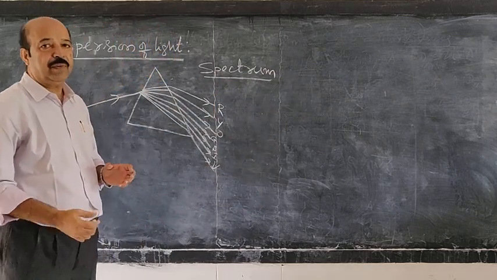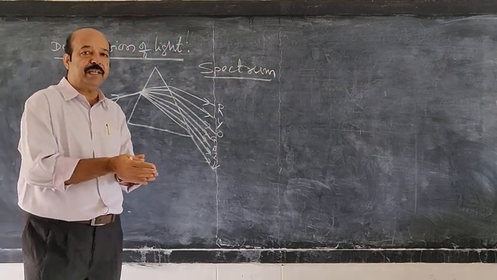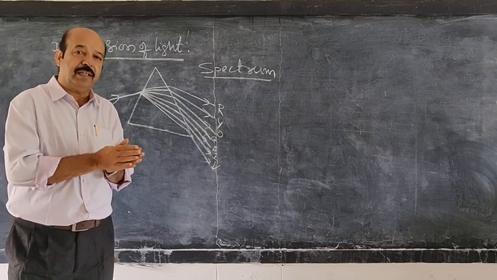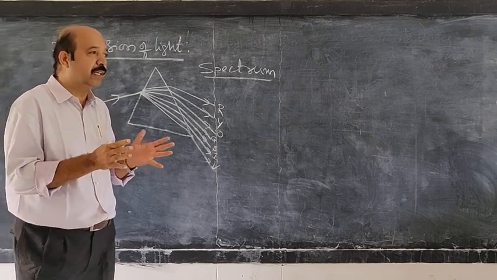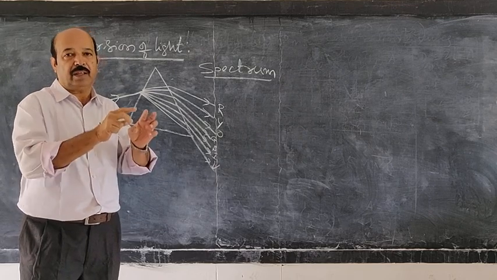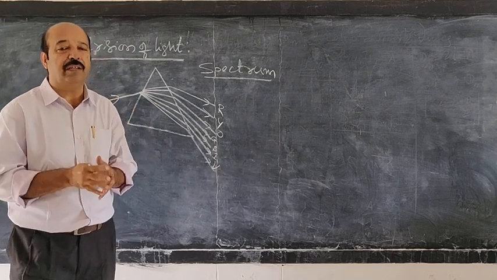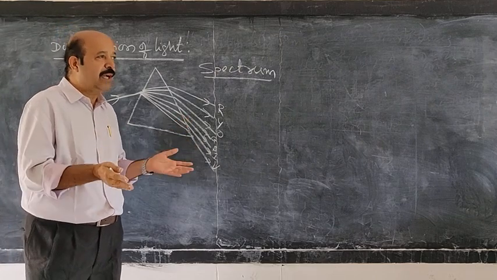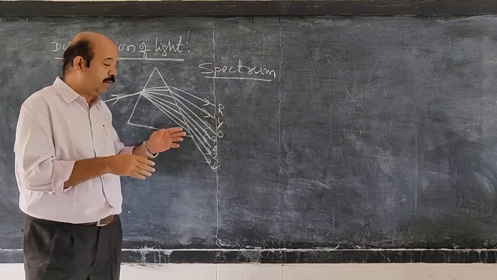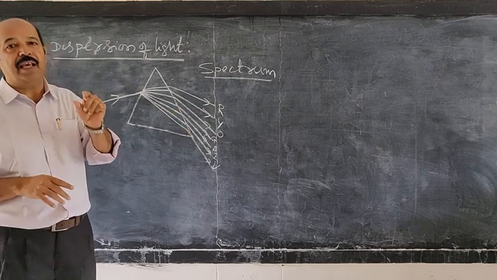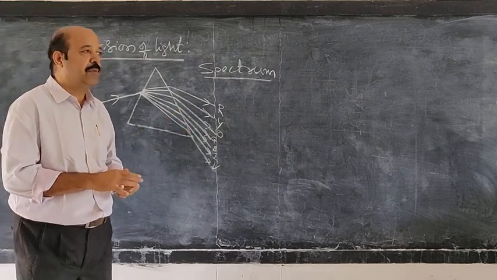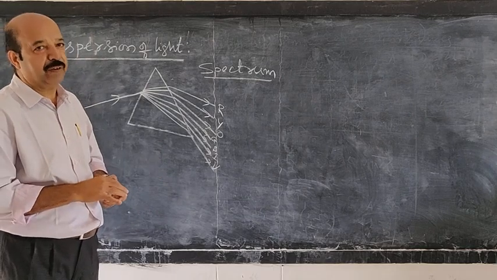So a spectrum is the sequence of colors, meaning they are in an order, either increasing order of their wavelength or decreasing order of the wavelength. If they are arranged, then we call it the electromagnetic spectrum. In the electromagnetic spectrum, the visible light is a very small part. This we will study in another chapter when we study electromagnetic waves.